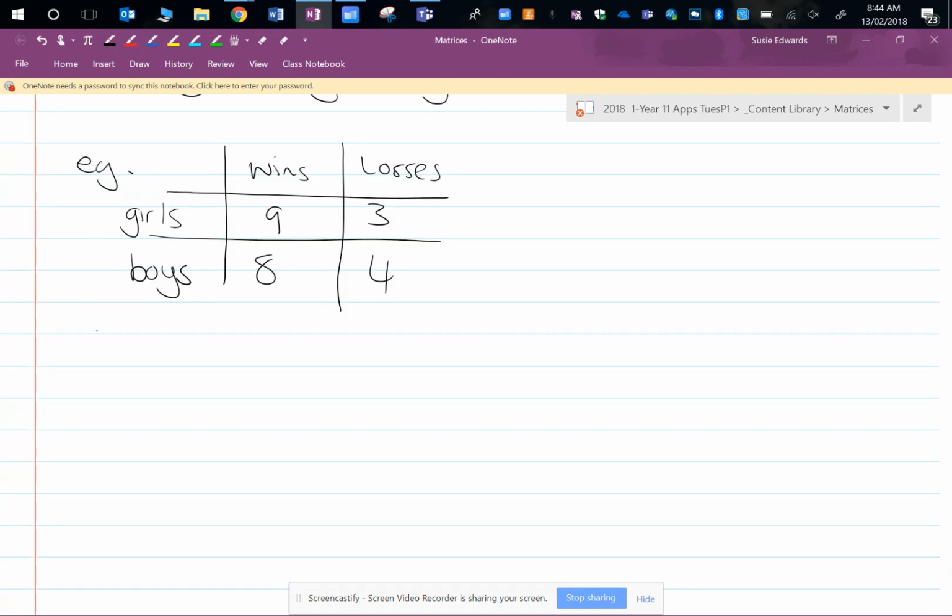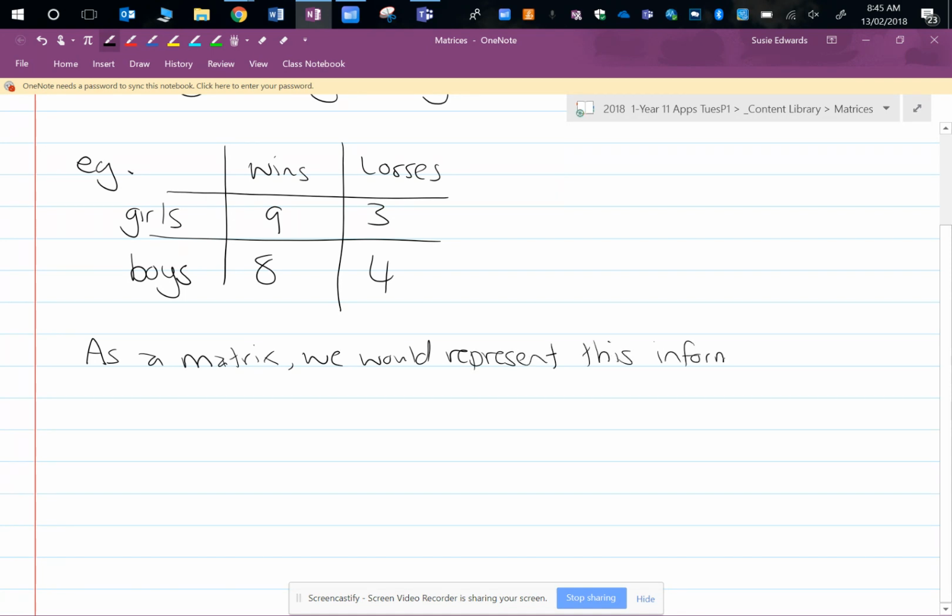As a matrix, we would represent this information like this. Just if you can, leave a little bit of space on the side here?